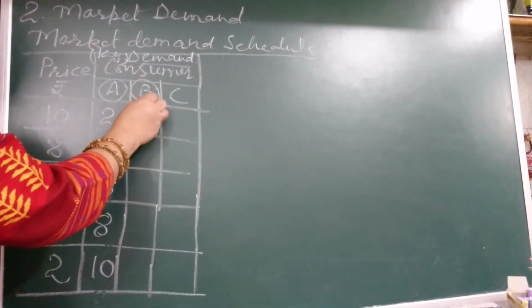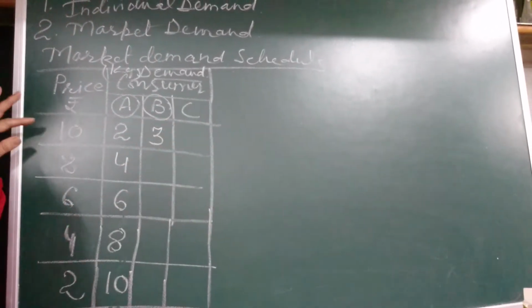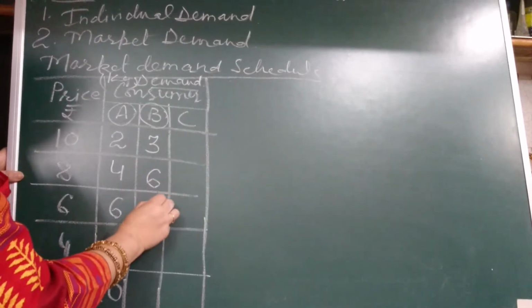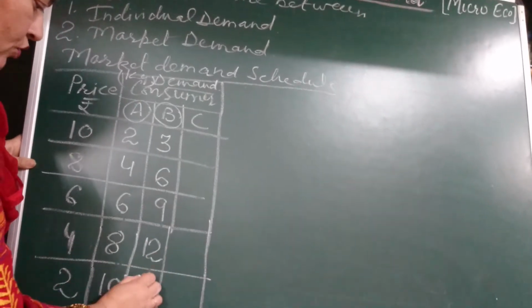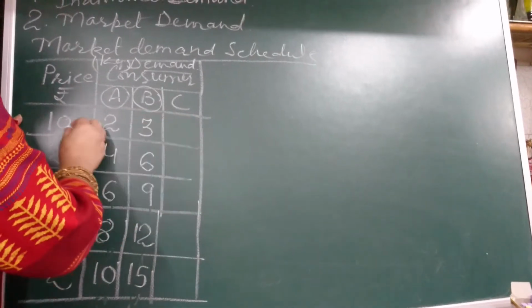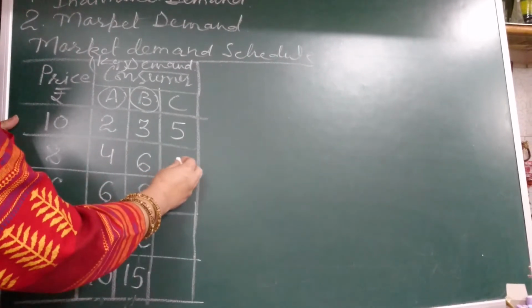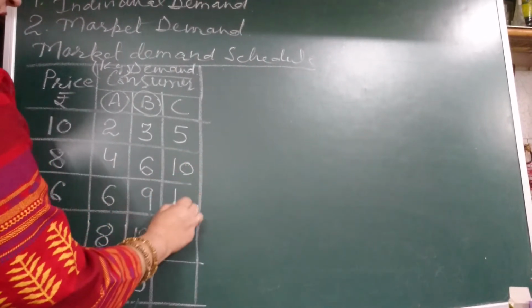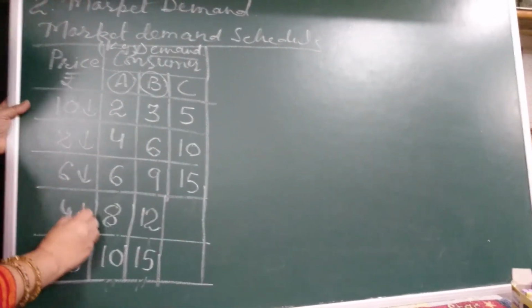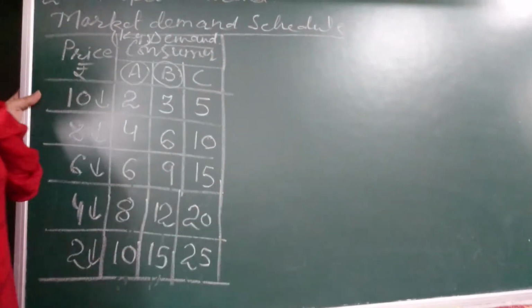Now B consumer's demand. B consumes 3 kilograms of a particular commodity at the rate of 10 rupees. At the rate of 8 rupees, demand extends to 6, 9, 12 and ultimately at the rate of 2 rupees, B consumer purchases 15 kilograms of a particular commodity. Now C consumer at the rate of 10 rupees purchases 5 kilograms of a particular commodity. At the rate of 8 rupees, demand extends to 10 kilograms, 15 with every decrease in price, demand extends to, and last one is 25 kilograms.